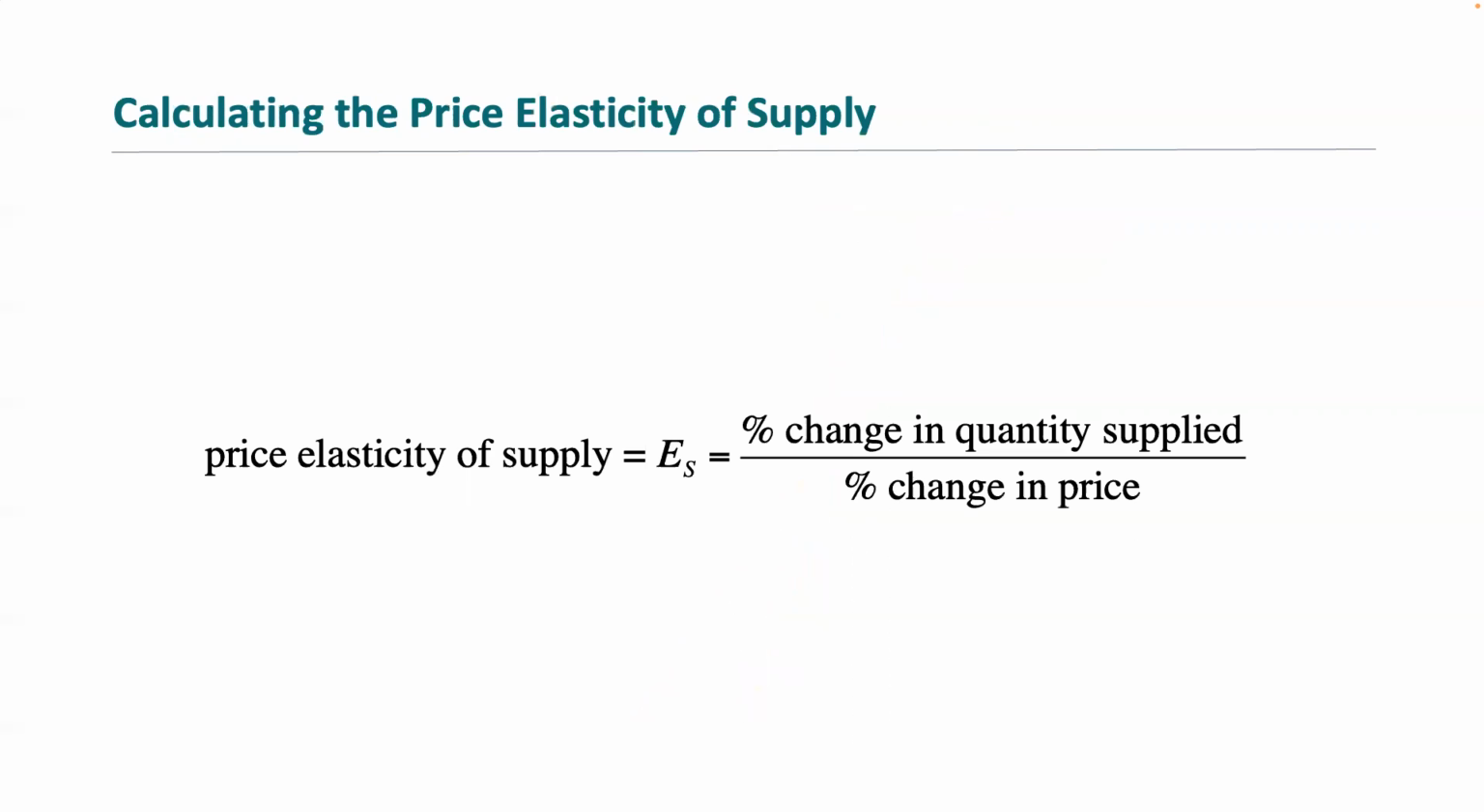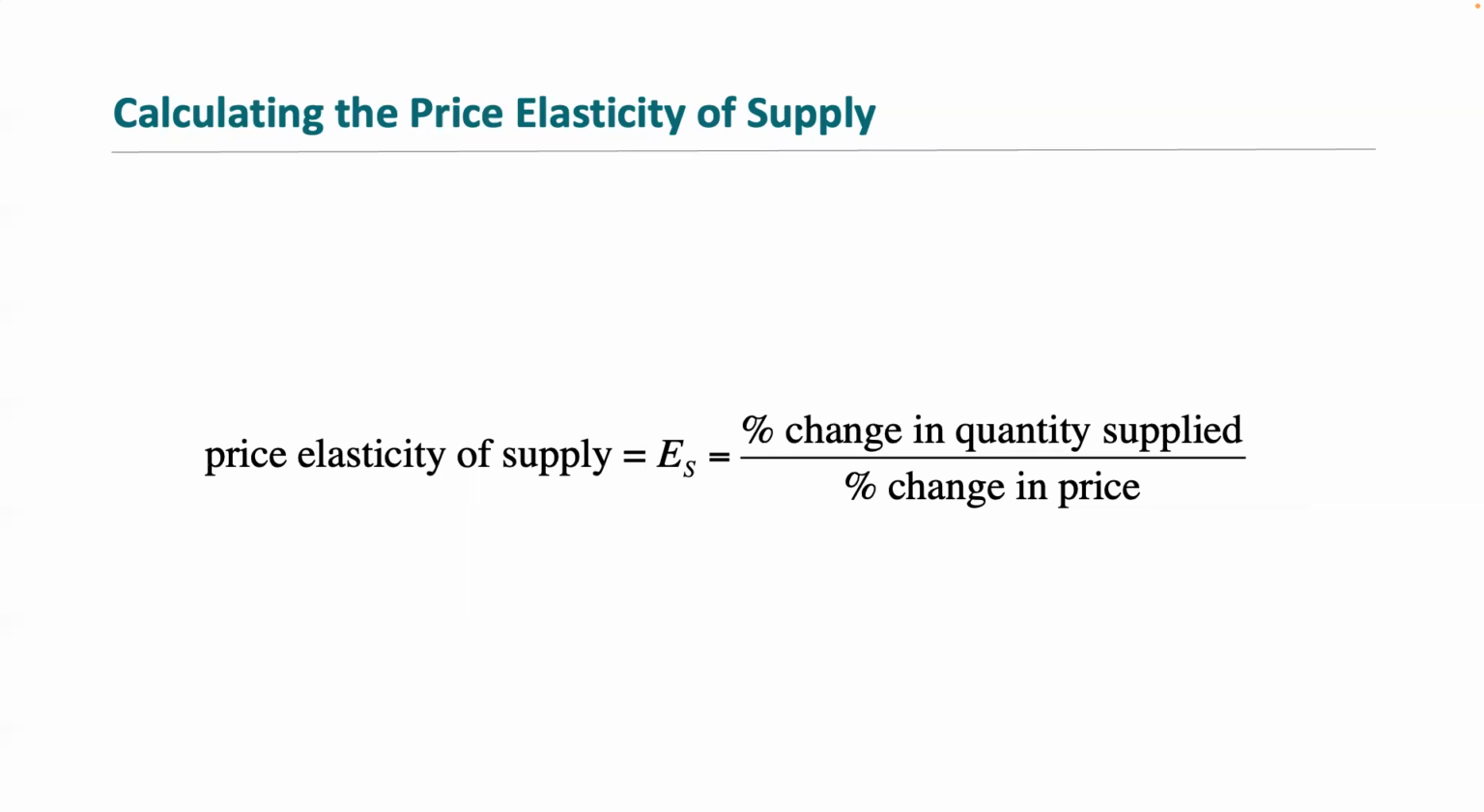So how can we calculate the price elasticity of supply? Well, this particular ratio will be positive because the law of supply is that there's a positive relationship between price and quantity supplied. That is, as that price goes up, the quantity supplied will rise as well.